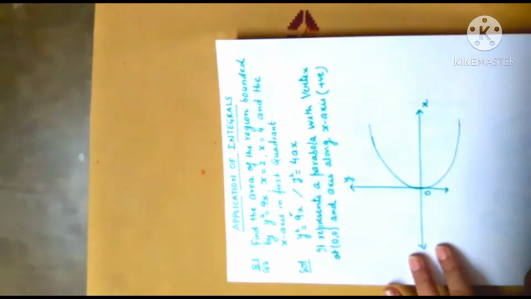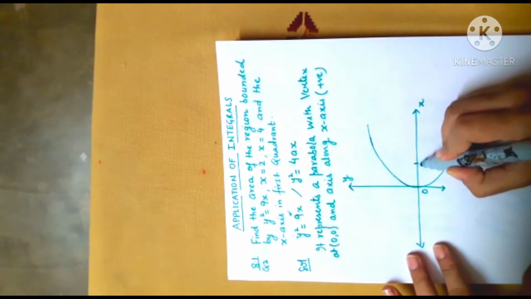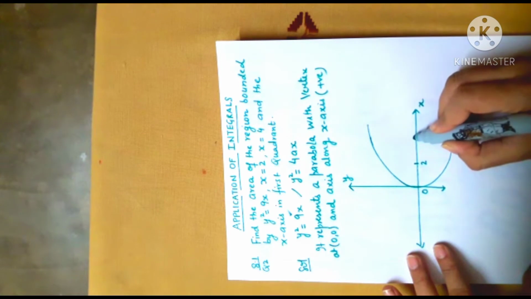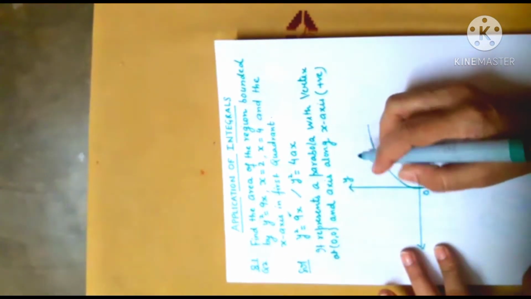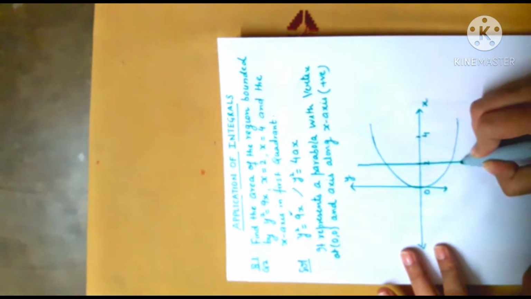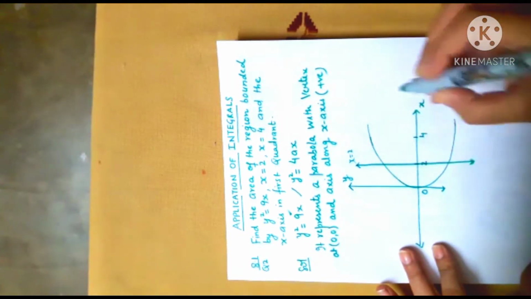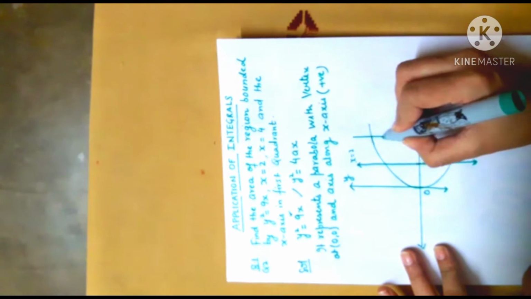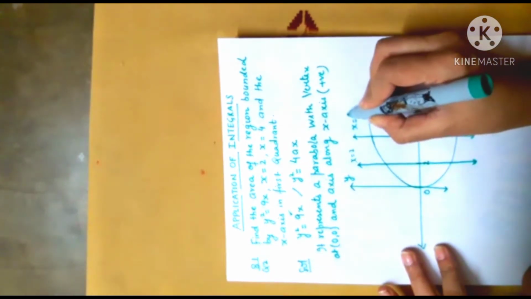Now x equal to 2. Let this be 2 and this be 4. Now x equal to 2 will be a line drawn parallel to y-axis from this point. So this is the line x equals 2 and from here this is the line x equals 4.